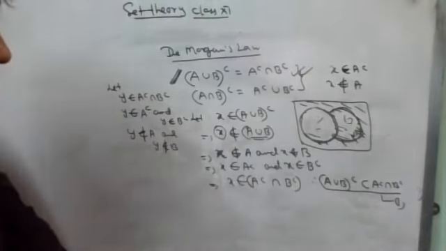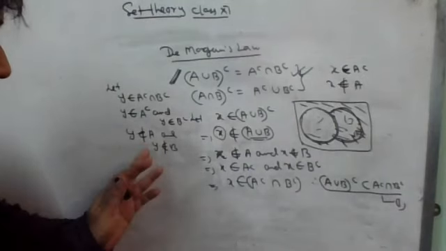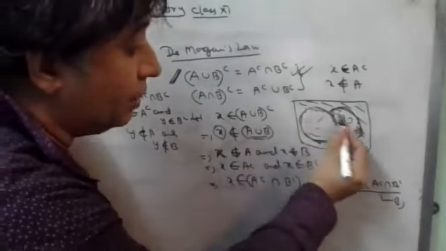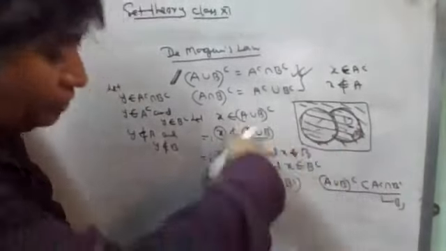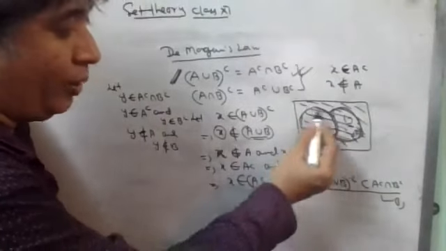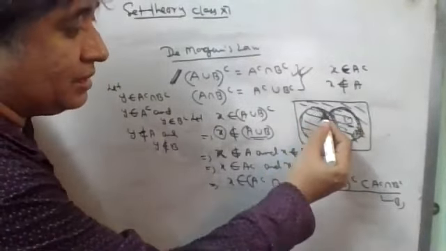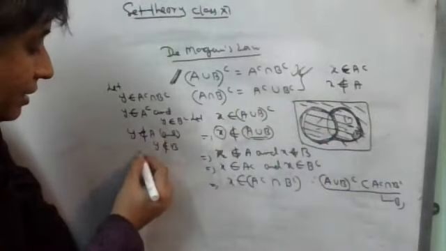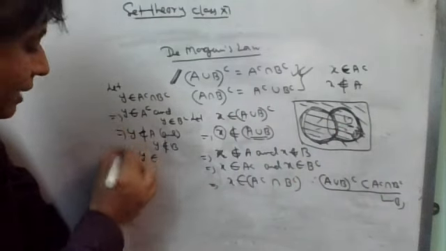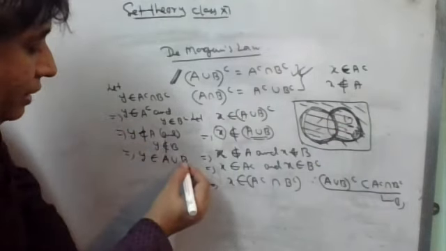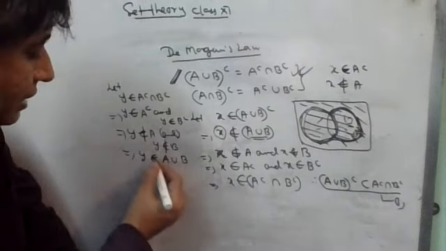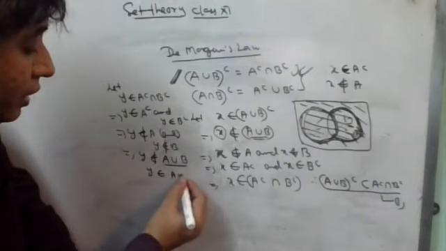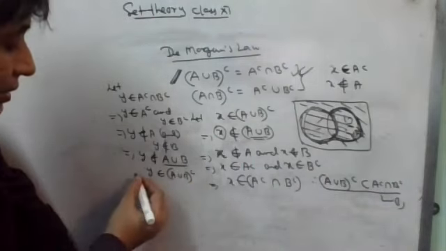So what does it mean? The element which is not belonging to both A and B means actually the reverse concept of this. It does not belong to A and does not belong to B means it does not belong to the whole region A and B. By conception I can write this is A union B. Okay? It does not belong to A union B, so it belongs to A union B whole complement.